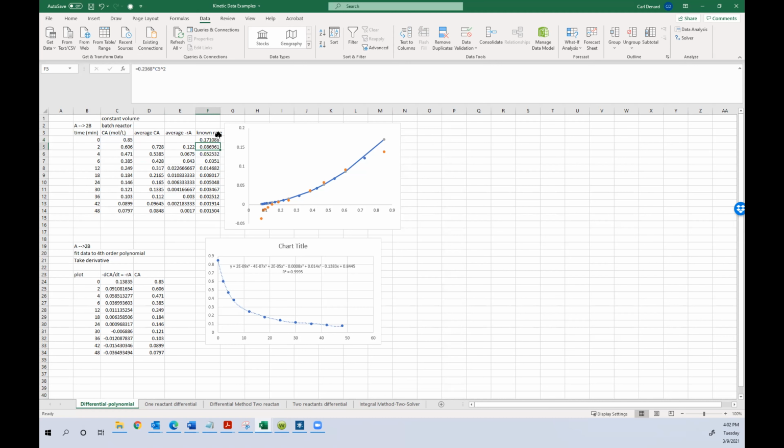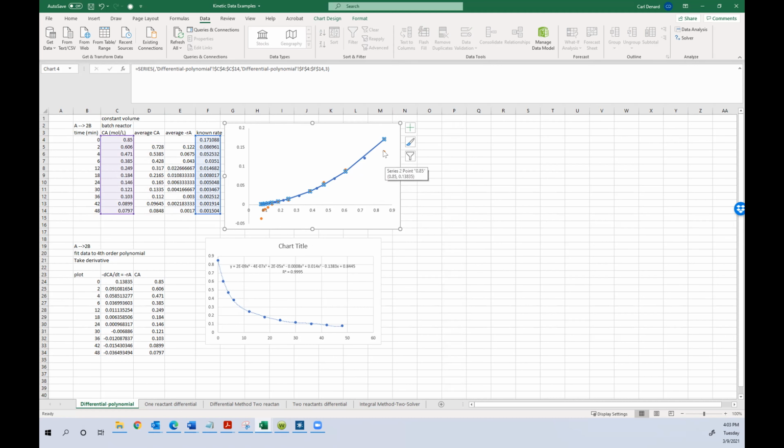Okay, they tell you this. Now, if you plot, in blue, the plot of average CA versus average rate. So you see that plot here. The blue line is the real rate. The x-axis is CA and the y-axis is rate. So this is the actual rate.